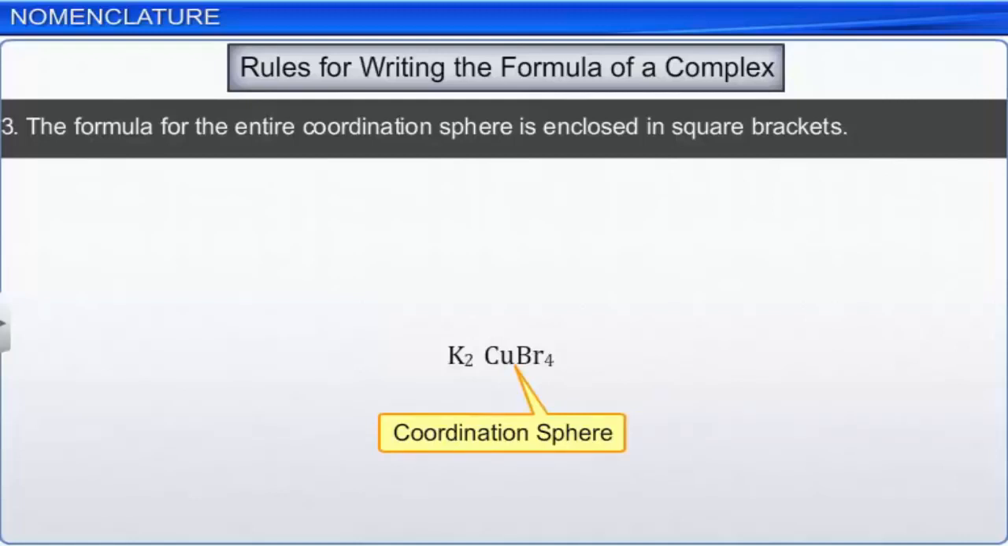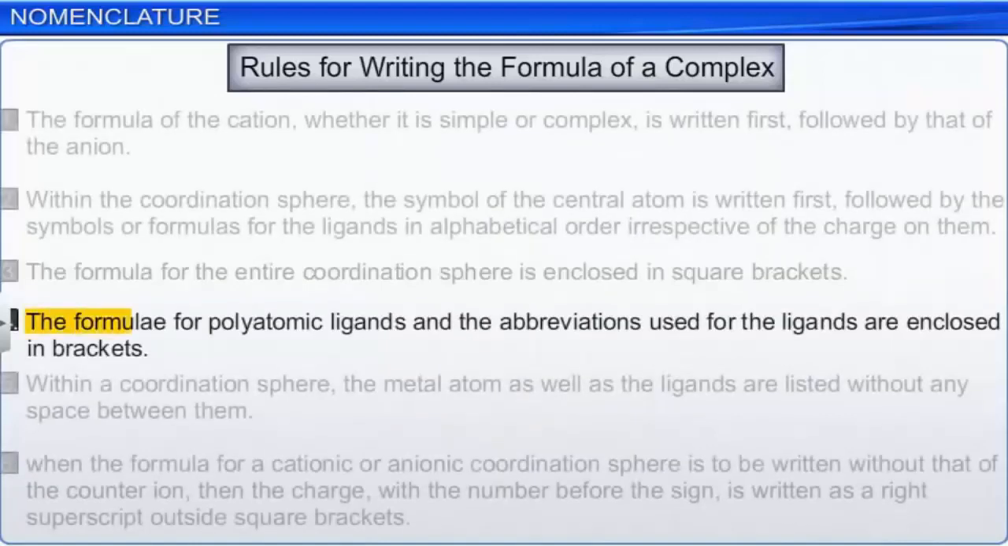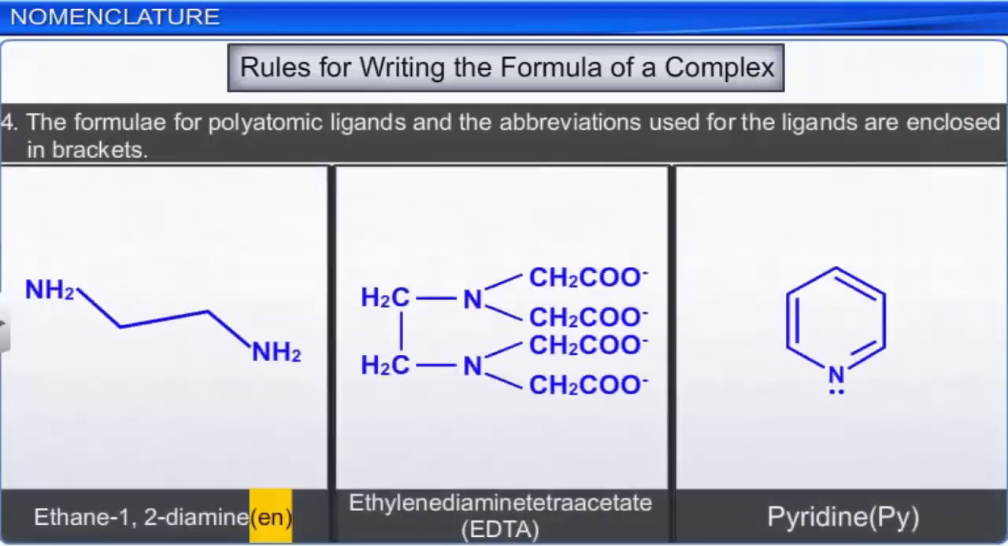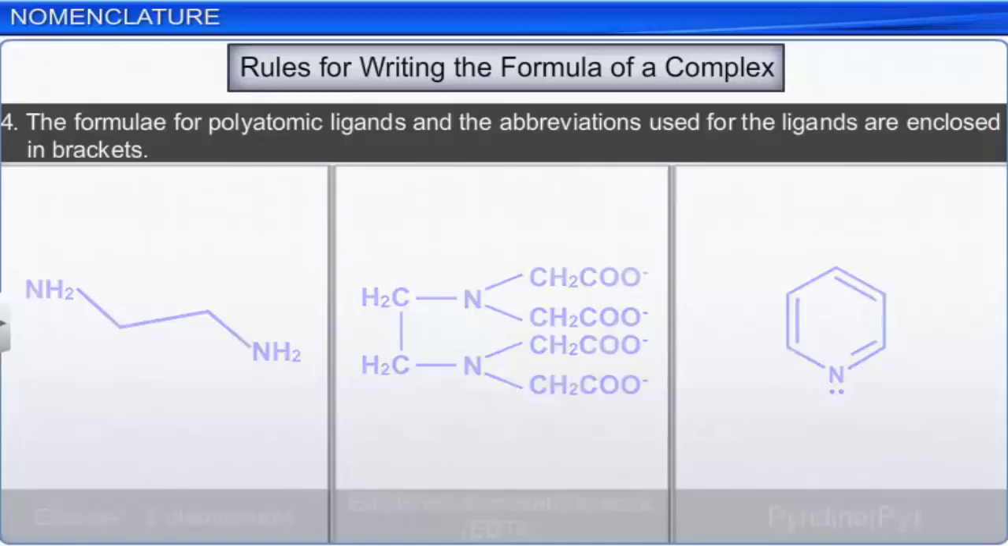The formulae for polyatomic ligands and the abbreviations used for the ligands are enclosed in parentheses. For example, en, EDTA, py, etc. are enclosed in parentheses. For example, in the complex of cobalt shown here, the coordination entity contains the polyatomic ammonia ligand and the abbreviated ethane 1,2-diamine ligand enclosed in parentheses.